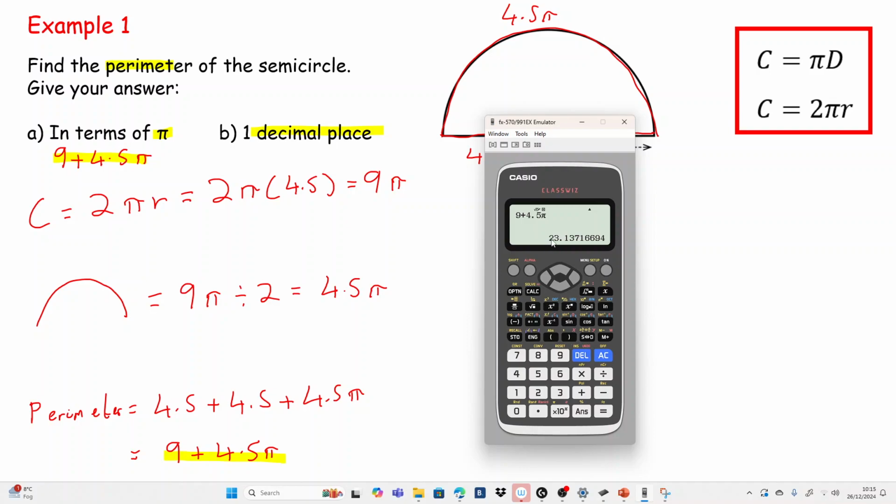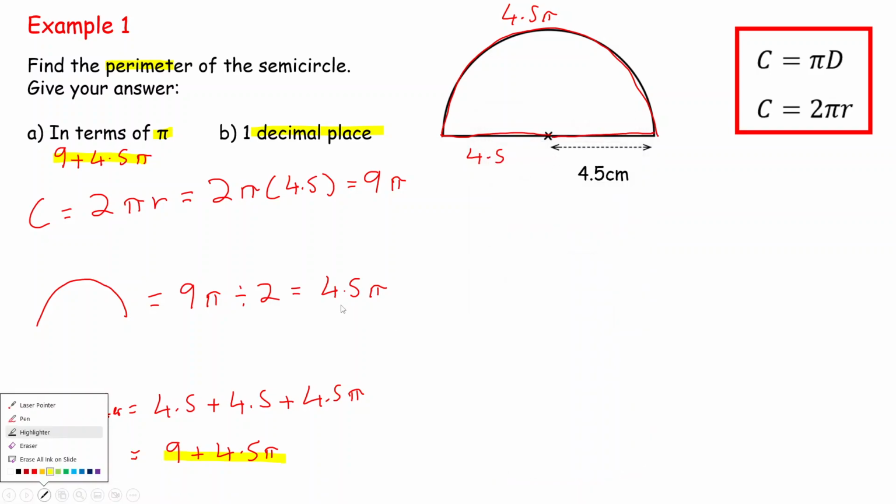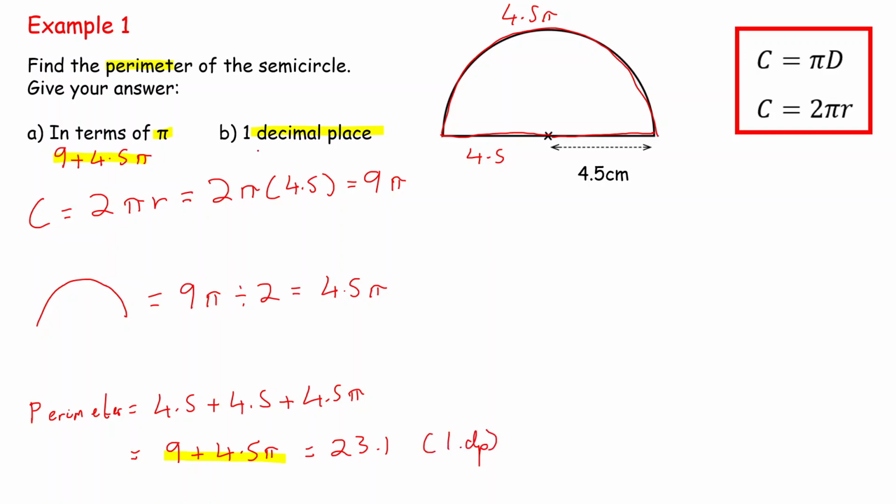There is my answer. So 23.1 to 1 decimal place is going to be my answer there. So really importantly, 9 plus 4.5 pi is the same thing as 23.1. I've just rounded it in my calculator. And that's the answer to part B. And there we go. Perfect.